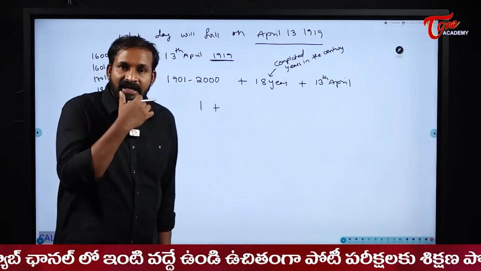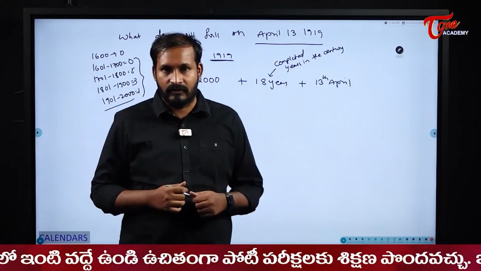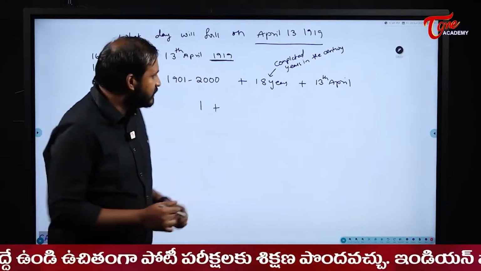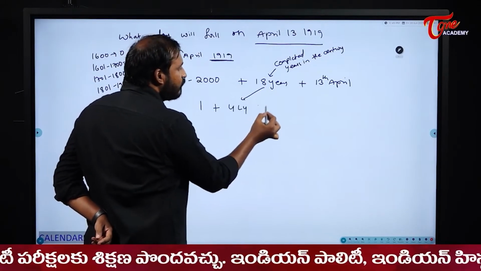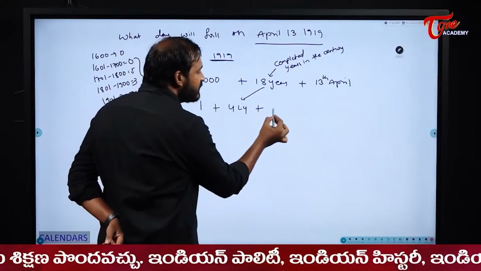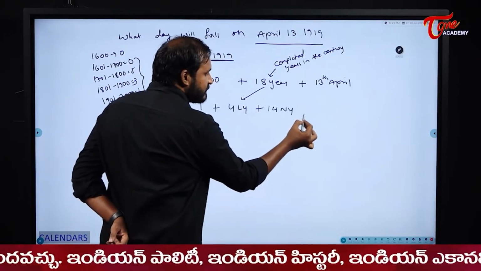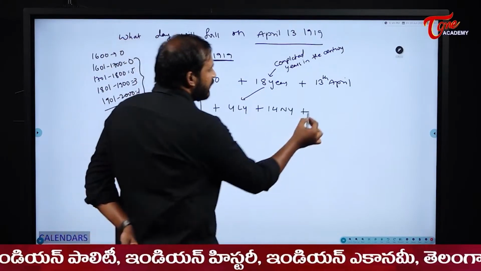In 18 years how many leap years will we have, students? 18 by 4. Exactly divisible by 4, right? So in these 18 years we will have 4 leap years, and out of 18, if 4 are leap years, how many normal years? 14 are normal years. Plus 13th of April.